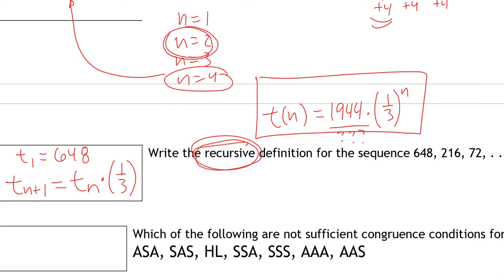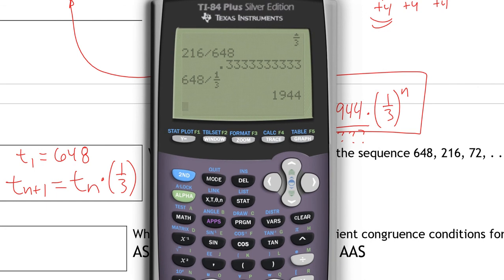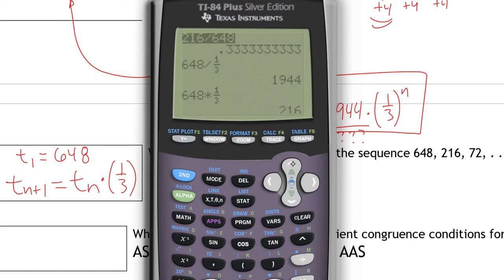Now, if I look at this recursive definition, it says, hey, start with 648. Okay, I'll start with 648. And it says if you want to go to another term, just take that and multiply by 1/3. There it is. And when I do it, I get, ta-da, right? I'm going to take 216 and multiply it by 1/3. And there it is.